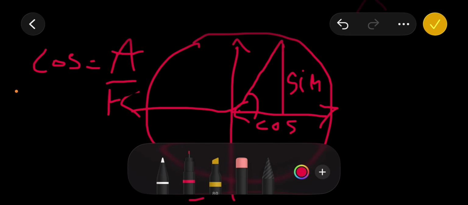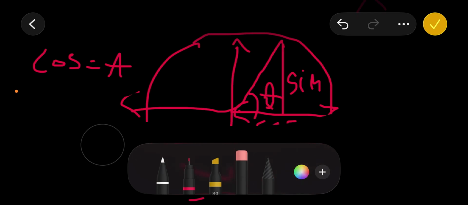Adjacent over hypotenuse. And remember, the hypotenuse is always 1 unit in the unit circle no matter what. So cosine is actually just the adjacent side. So cosine is the horizontal distance and sine is the vertical distance. So remember that.